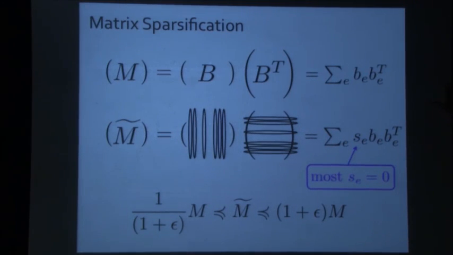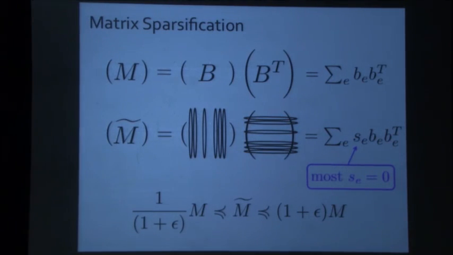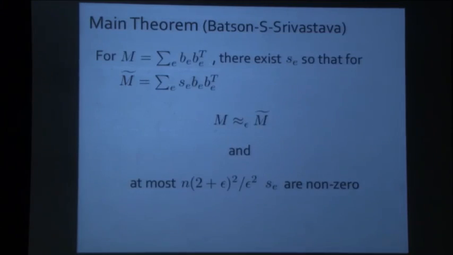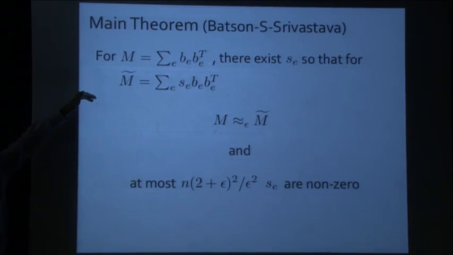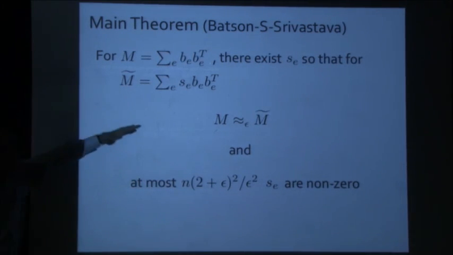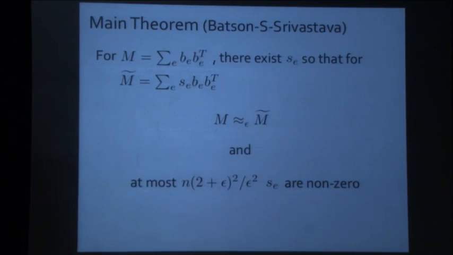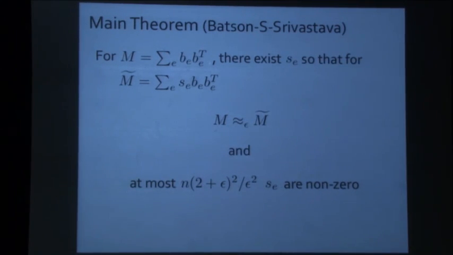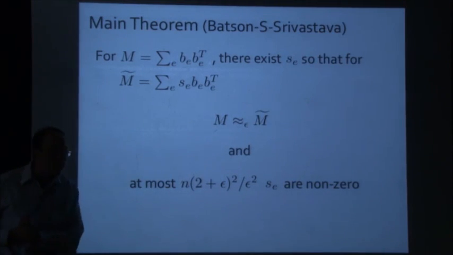I'm going to show that whenever you have a matrix M like this, a sum of outer products, we can always approximate it by a sparse sum of outer products, where the number of non-zero terms will depend on the dimension. Our main theorem is that whenever we have a sum of outer products, we can always approximate it like this, with at most the same number I gave you before of the scaling factors being non-zero. So think of it as most of the scaling factors are 0, and then some other edges we have to scale up.